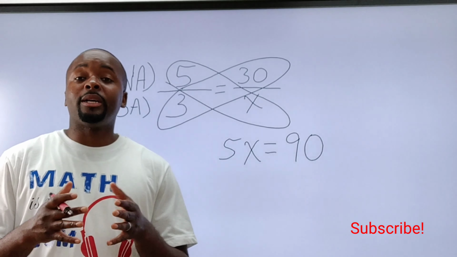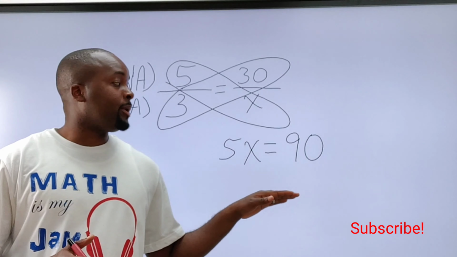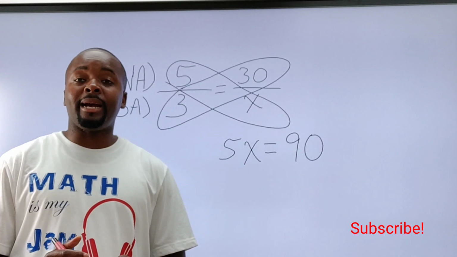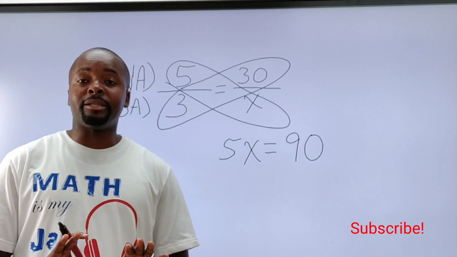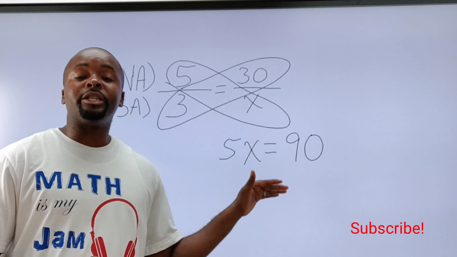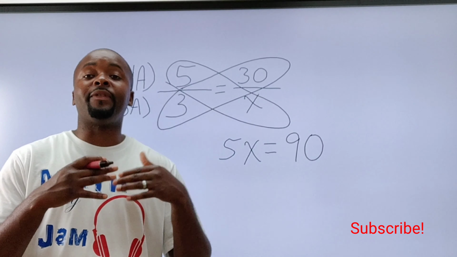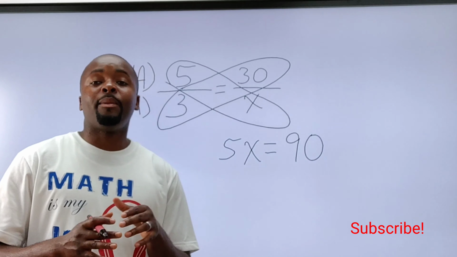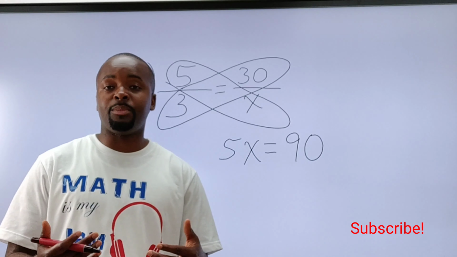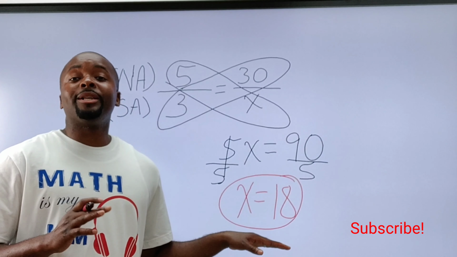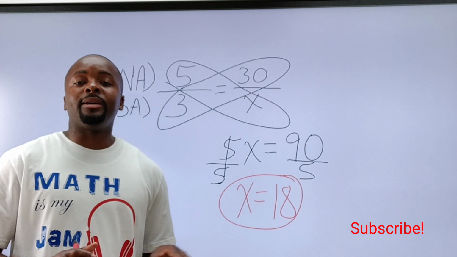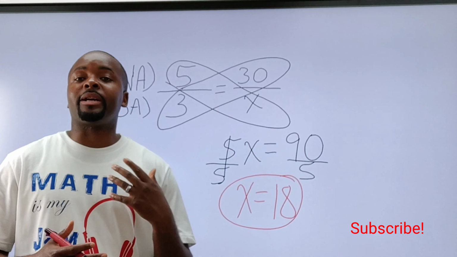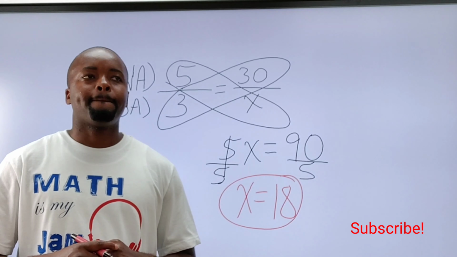Now, once you cross multiply, you should end up with 5x equals 90. Once you have 5x equals 90, go ahead and isolate your x. We're going to do the inverse operation, so it's 5 times x. We're going to divide by 5 on both sides of our equation, and that should give us how many South American butterflies are at the park. And so once you do your math, we end up with x equals 18. So that means we have 18 South American butterflies at the park.